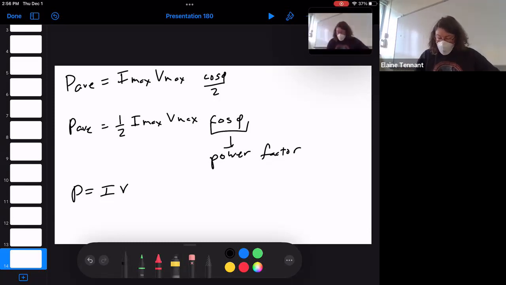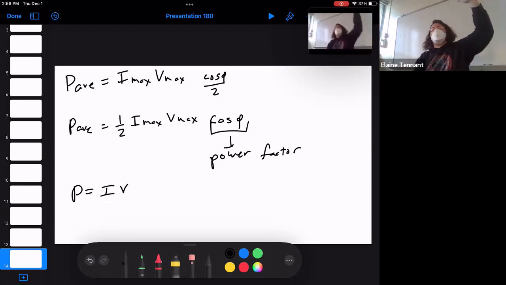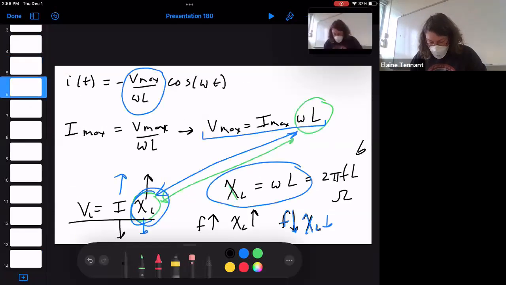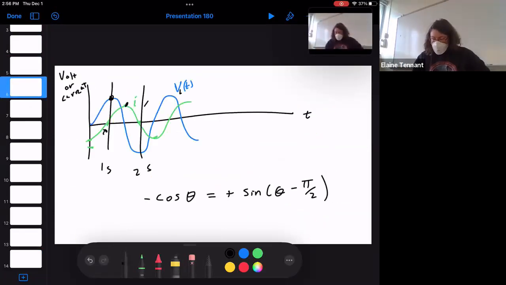And so if every time your current's at its maximum, your voltage is at 0, you're never going to get anywhere. And so that's why something like this, where you notice your voltage is at its maximum, your current's at 0, or your current's at its maximum, your voltage is at 0. The power coming out of here, you're not getting anywhere because your current and your voltage are 90 degrees out of phase.